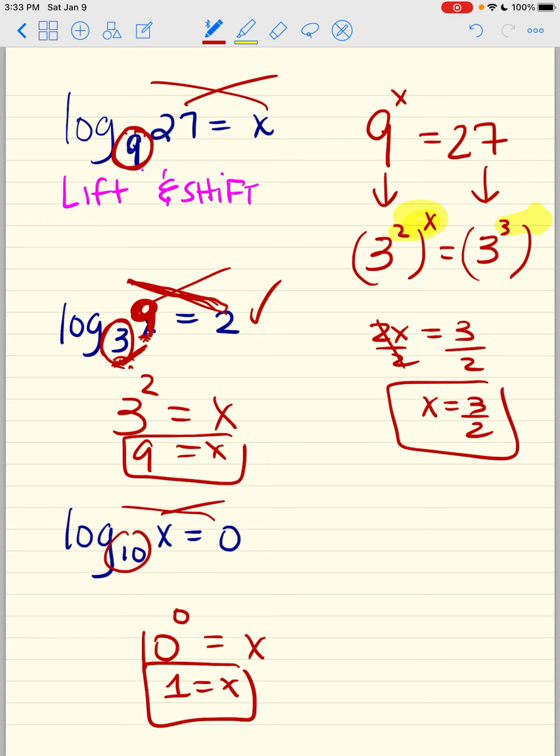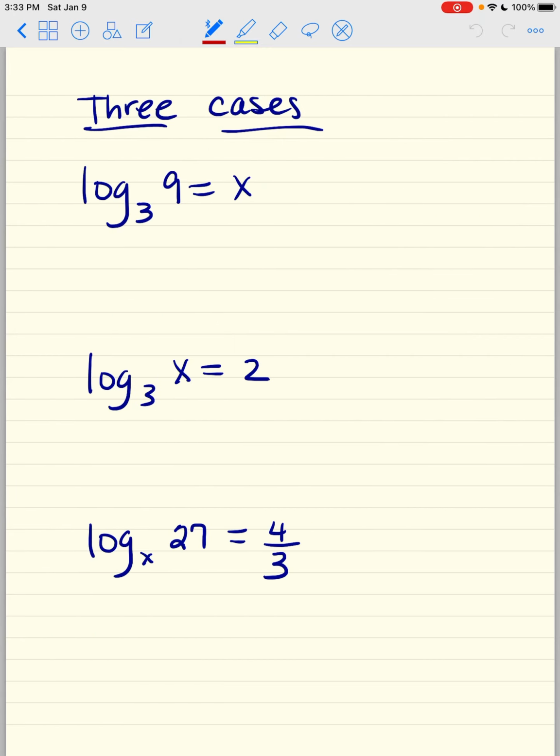Okay, so here are my 3 cases, and then we're done with this video, and I hope you guys will come back for some more logs. We're going to be doing condensing and expanding in the next video. Here we go. Here's our 3 cases: where the number is the variable, where the exponent is the variable, and where the base is the variable. Those are the only 3 cases that you can have, okay?